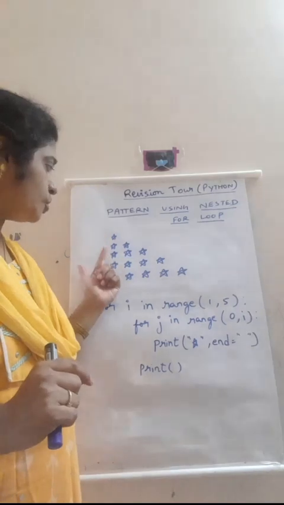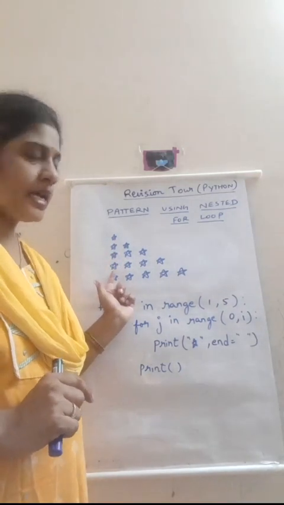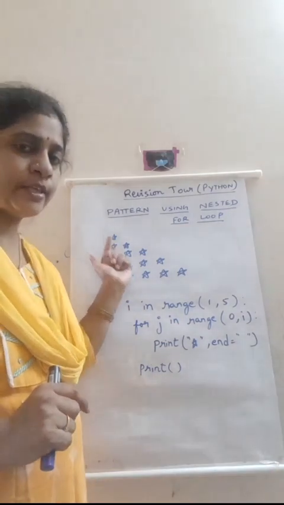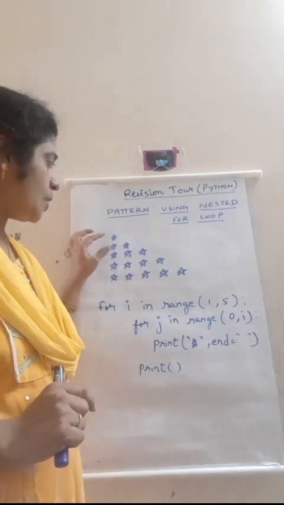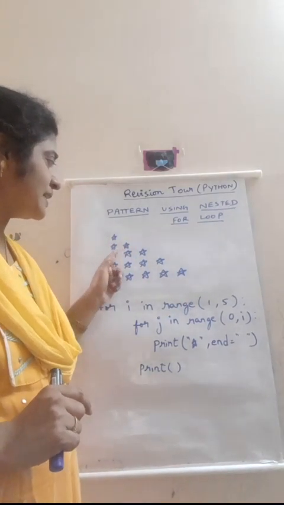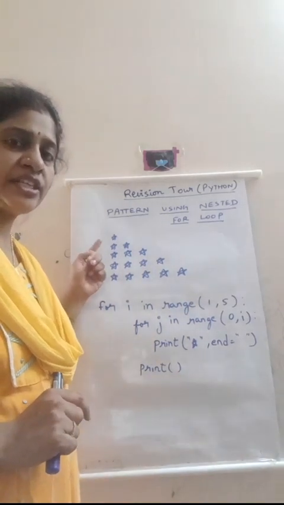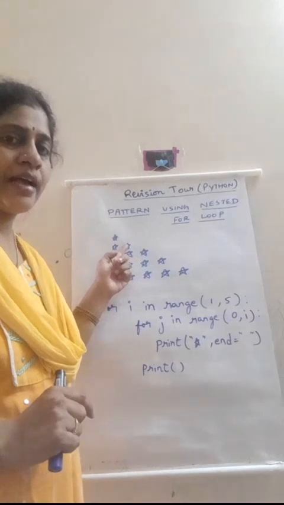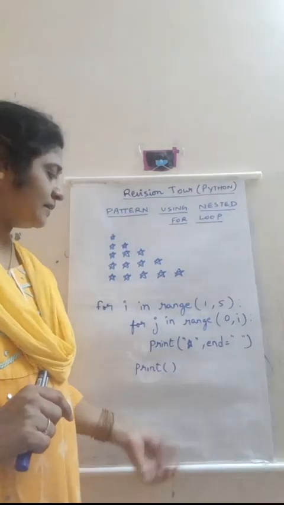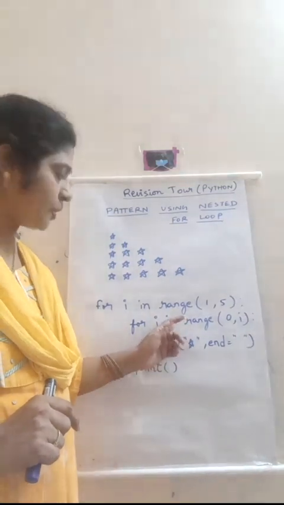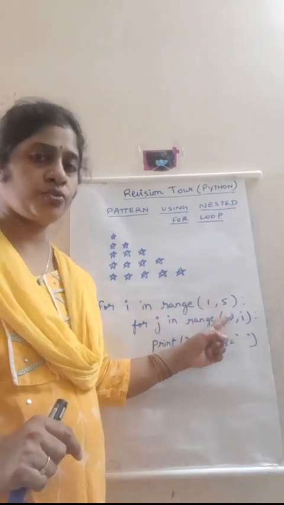So totally I want to generate 5 rows. So I want to run 5 loops. Now inside each loop I have to run one more loop for displaying the asterisks. That is, iteration 1, 1 star. In iteration 2, 2 stars. I have to run the inner loop I number of times inside the outer loop. So the outer loop is for I in range 1 to 5.